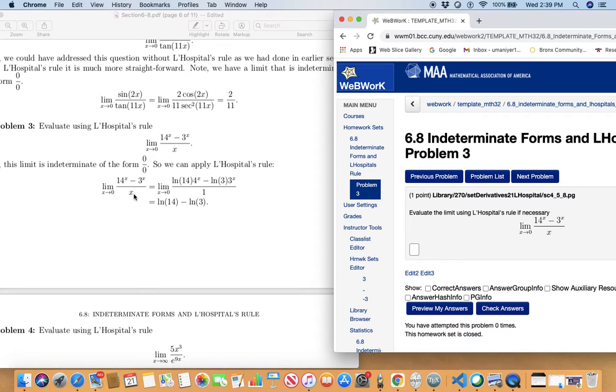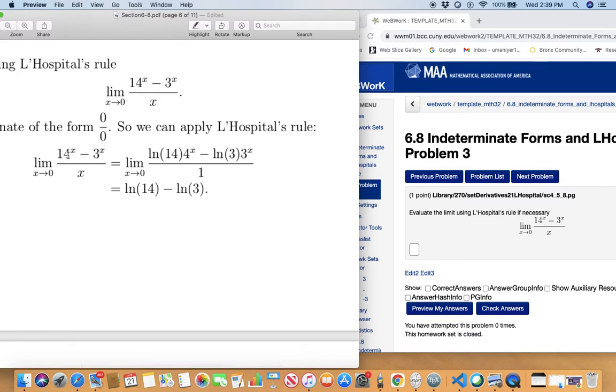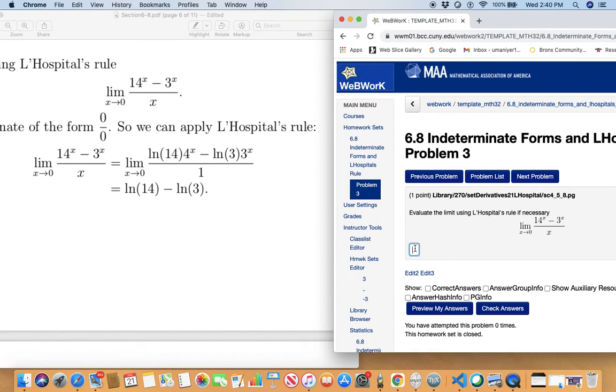rule. When you apply L'Hopital's rule, the derivative of the top: the derivative of 14 to the x is 14 to the x times natural log 14. The derivative of 3 to the x is 3 to the x times natural log 3. The derivative of the denominator is simply 1. Now let x approach 0. 14 to the power 0 is 1, 3 to the power 0 is 1, so they give me 1 each. The answer is natural log 14 minus natural log 3.